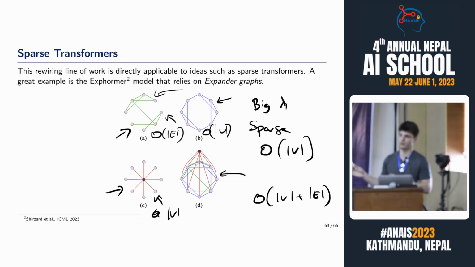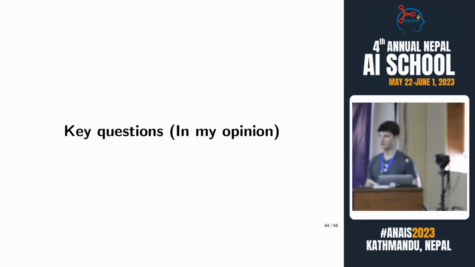Because this is just a transformer. I mean, if you remove this original graph part, then this literally becomes just a sparse transformer that's linear, right? But in some sense, optimally linear. So it's very nice. I'll just leave you with some key questions.